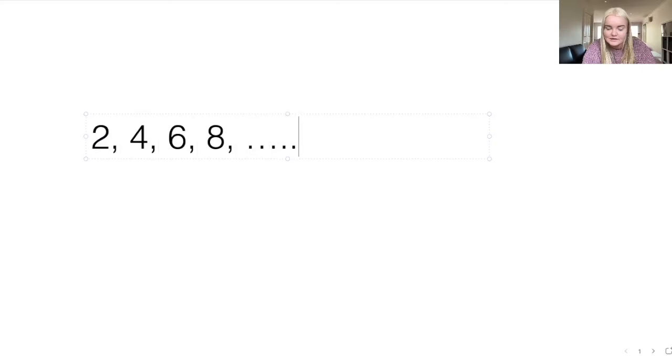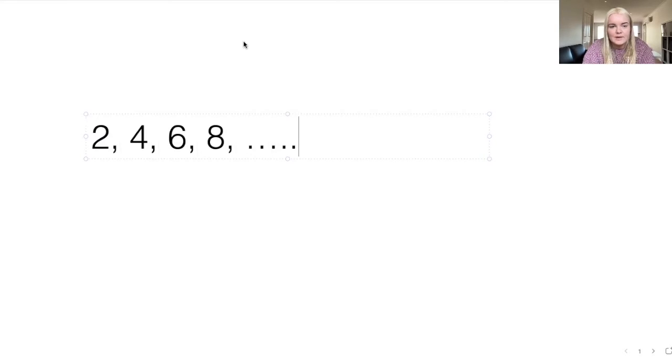So now we're going to learn a bit more about number patterns. So how do number patterns work? You may have done them before or seen them before, and they usually look something like this. 2, 4, 6, 8. And how would you continue that pattern?